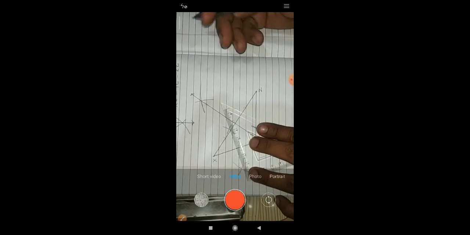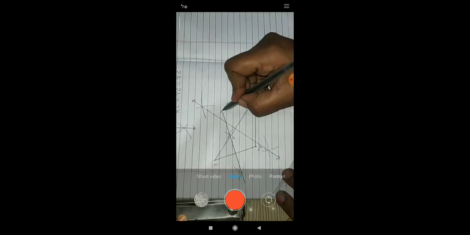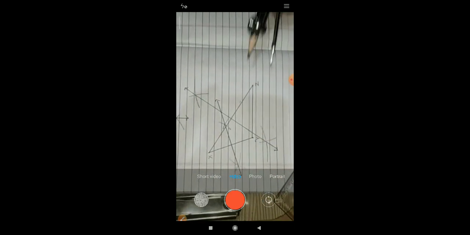Draw the arc intersecting the first one. Okay, and just join these two arcs' intersection points. So here I got that point. Now one side remains, that is YZ. I will draw the perpendicular bisector for this.